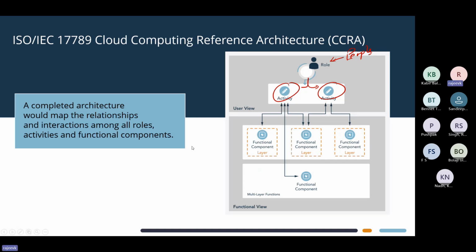So overall, one architecture will help you decide how exactly everything is going to map together. This picture is simply showing a basic relationship between the roles, the activities, and the functions which are actually going to be performed.